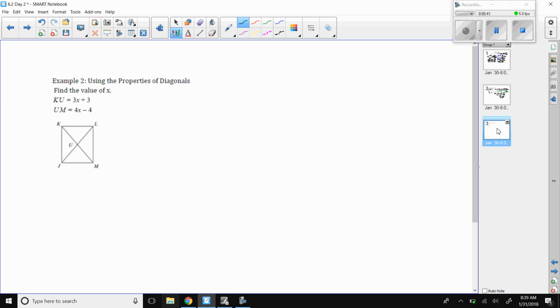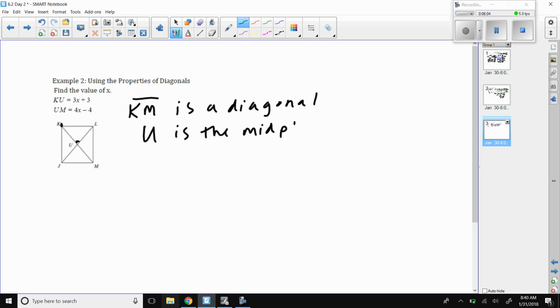In the second example, we want to find the value of x for this picture here. So we have KU, so K to U, and then we have UM. So KM is a diagonal, and we know that U is going to be the midpoint of that diagonal. So that means that KU and UM are going to be congruent. We also know that JL is a diagonal, so we also know these are going to be congruent. Okay, and if two things are congruent, we can set them equal.